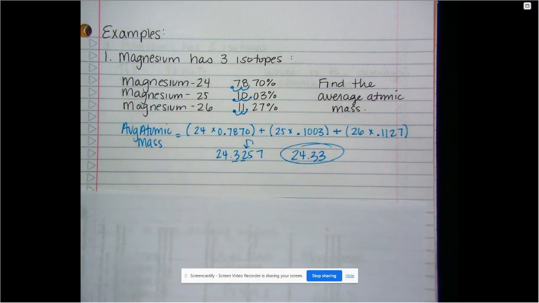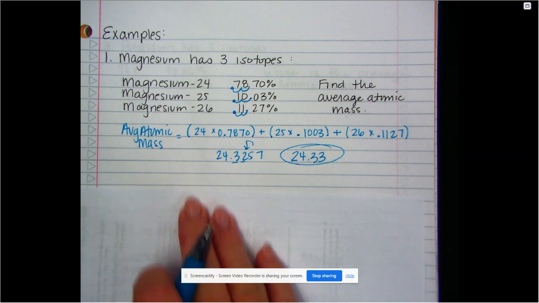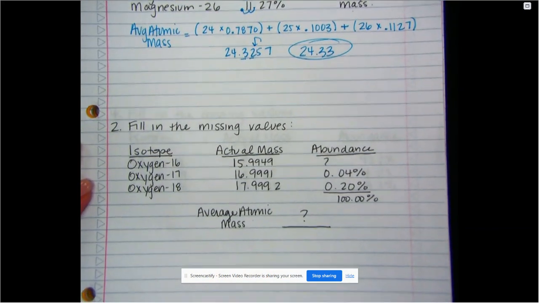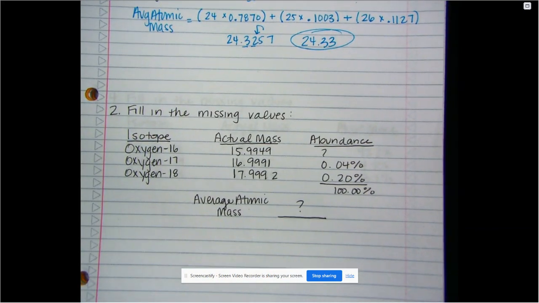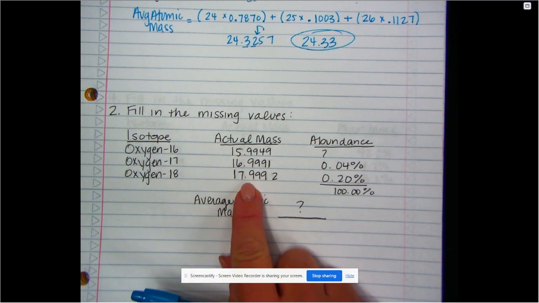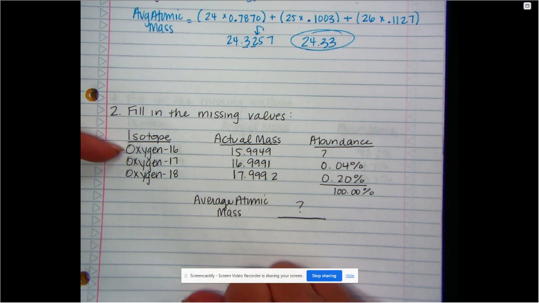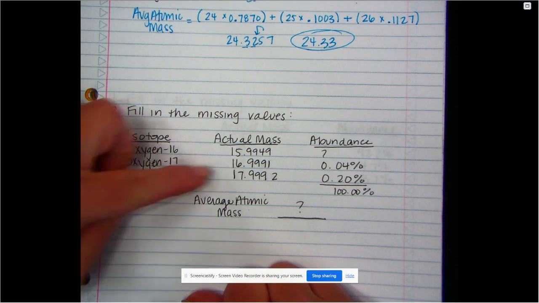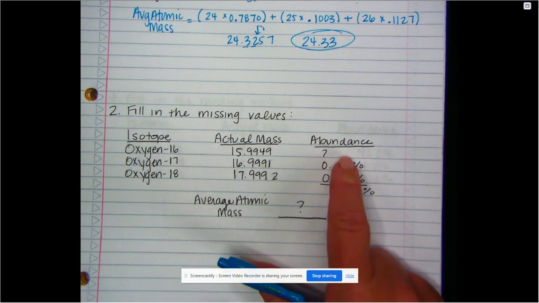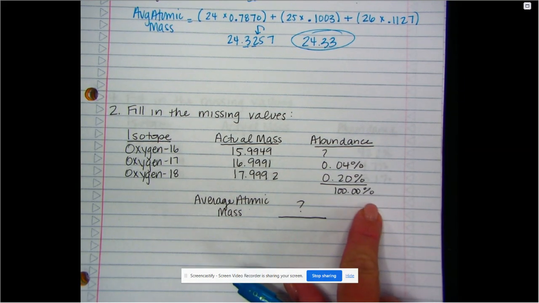24.33 would be our average atomic mass. Okay. For my second example here, same process, a little bit different data. This time I have actual masses, so I would use those more precise values. I have 3 isotopes of oxygen, oxygen 16, oxygen 17, and oxygen 18. Their actual masses, and I have 2 of my 3 abundances.